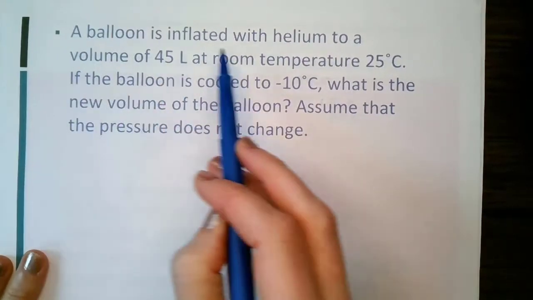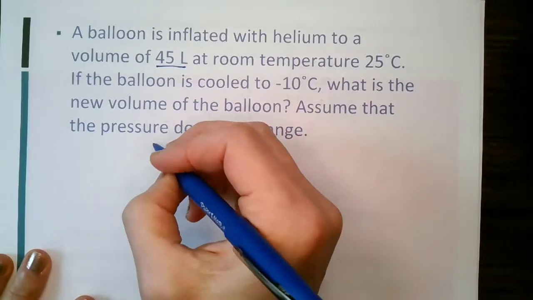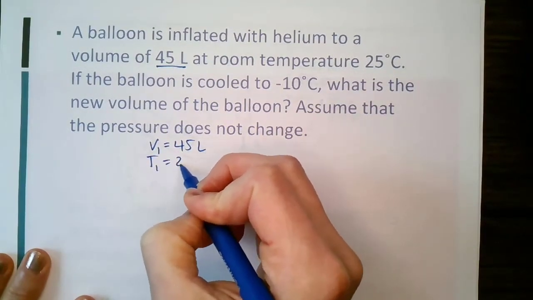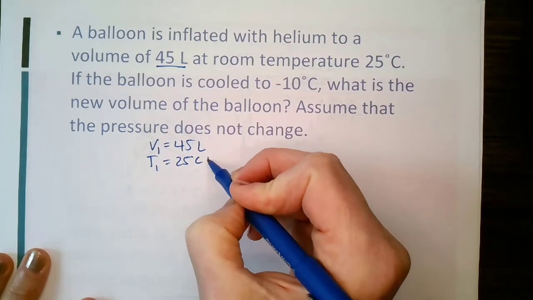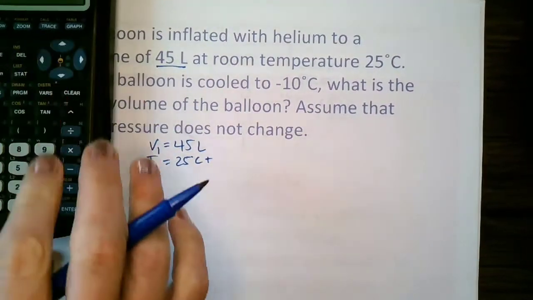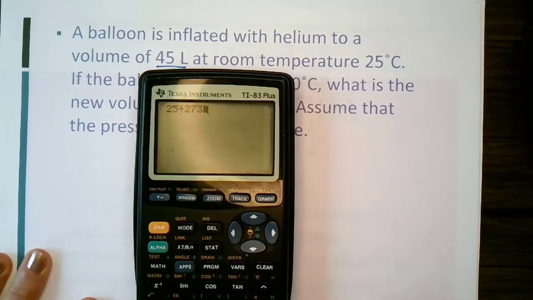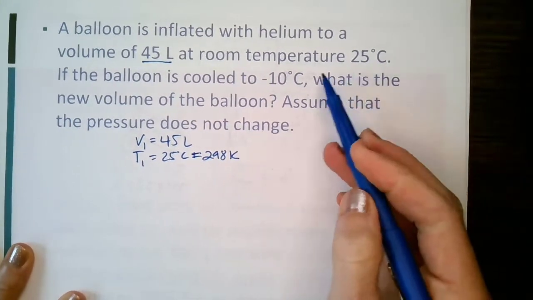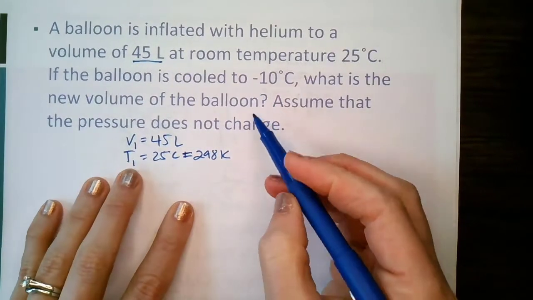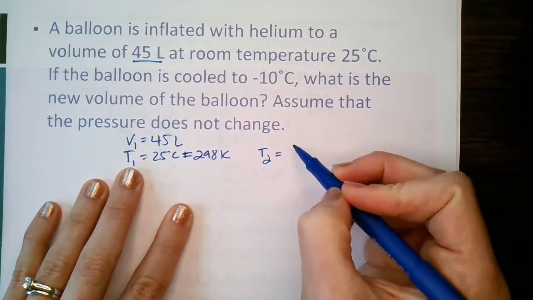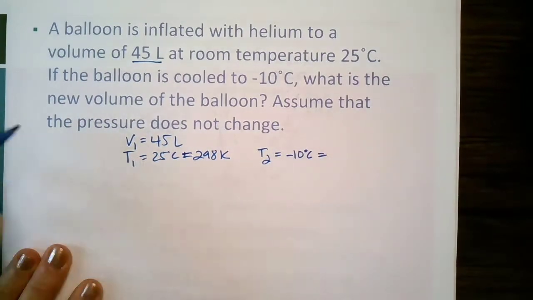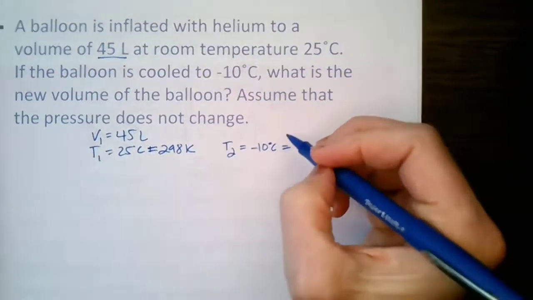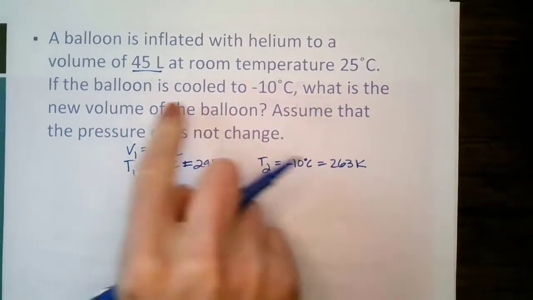All right, here we've got a balloon inflated with helium to a volume of 45 liters. V1 is 45 liters at room temperature, so T1 is 25 degrees Celsius. Before we even get going further, I'm just going to change my Celsius to Kelvin right now. So 25 plus 273, so it's 298 Kelvin. So V1, T1. If the balloon is cooled to, so it's telling me that its temperature is changing, T2, to negative 10 degrees Celsius. Negative 10 plus 273 is 263 Kelvin.